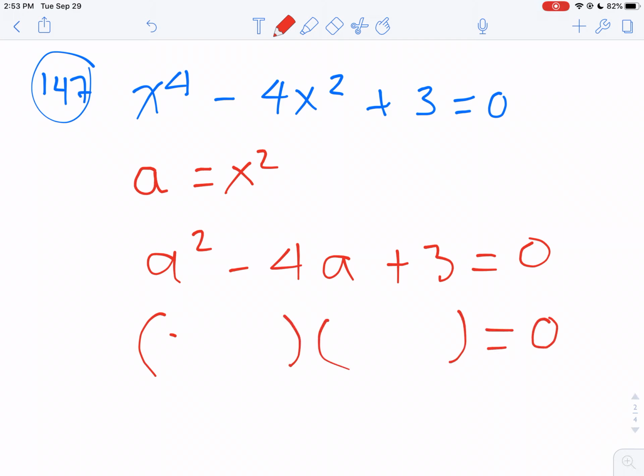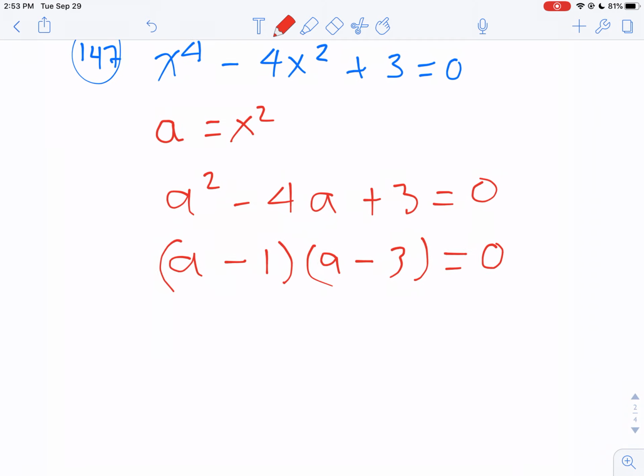If I take a and multiply by a, I get a squared. And I need to think of two numbers that when I multiply, I get positive 3, and when I add, I get negative 4. Two numbers that multiply to positive 3 and add to negative 4 would be negative 1 and negative 3. So that's how you factor this problem.